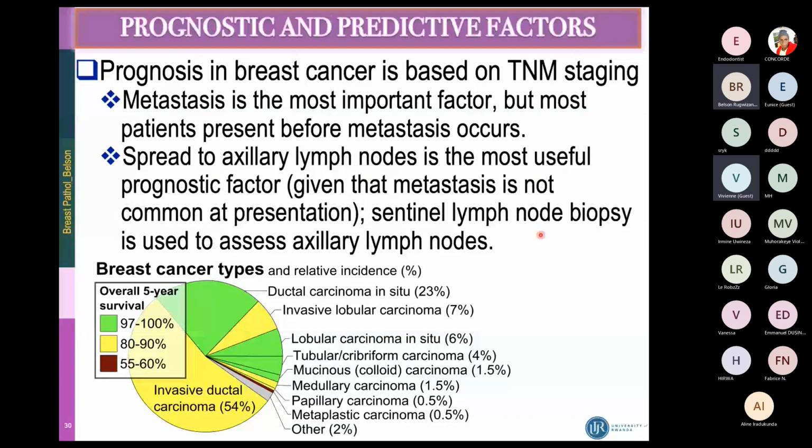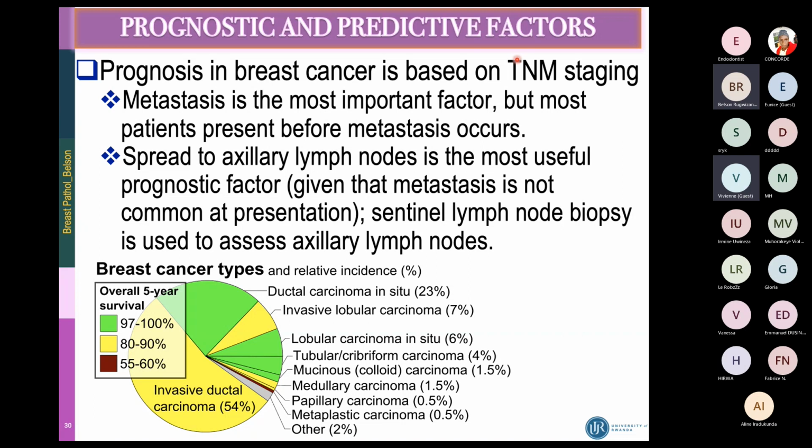So prognostic and predictive factors include TNM staging. T is based on size. T0 is when you don't see the primary. T1 is when the tumor is less than 2 centimeters. T2 is when it is between 2 and 5 centimeters in greatest dimension. T3 is when it is more than 5 centimeters. Then T4 does not depend on size, but on whether it has involved the skin and underlying muscles, or if it is inflammatory carcinoma.